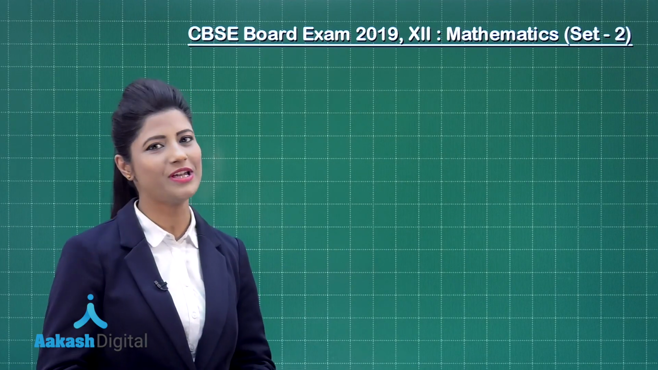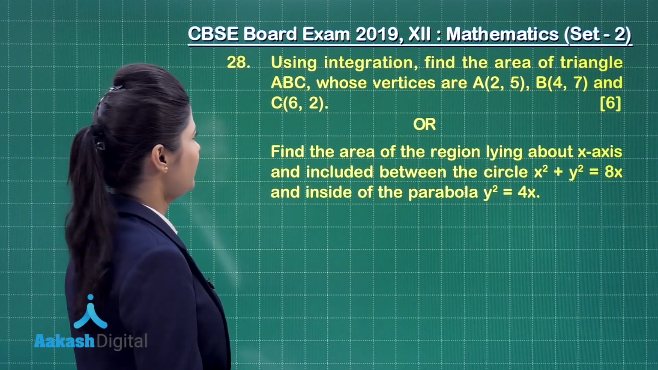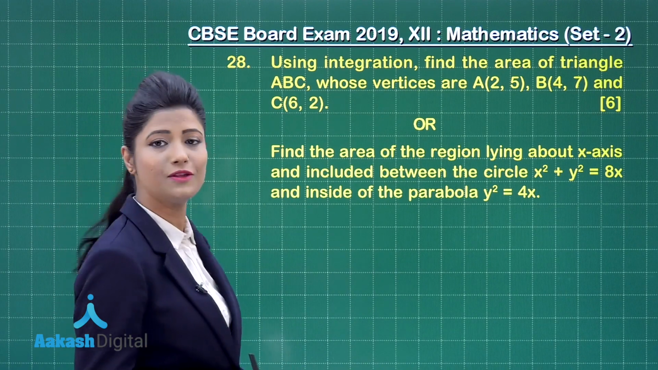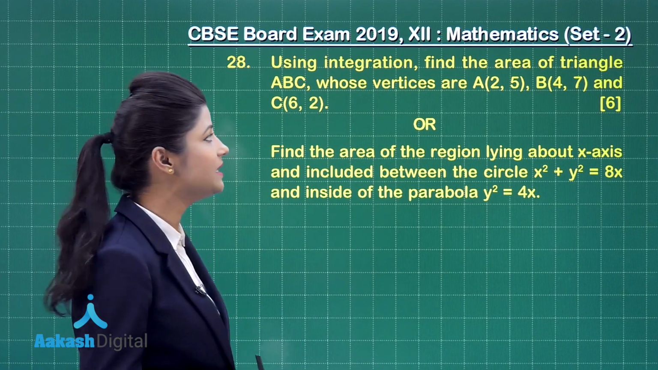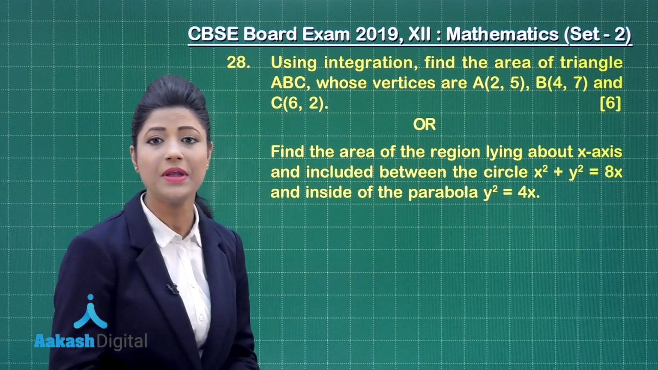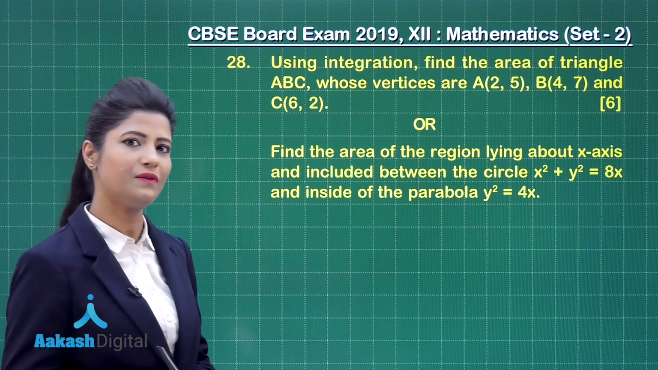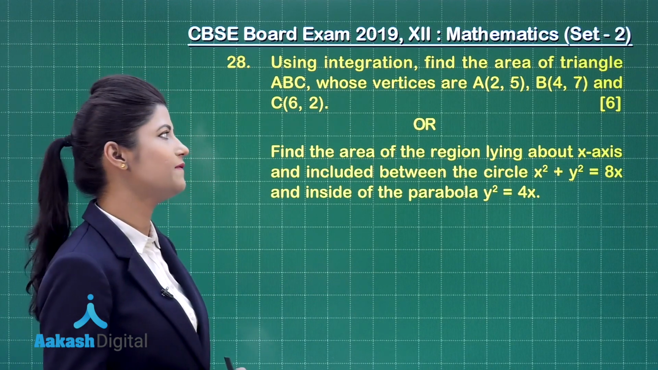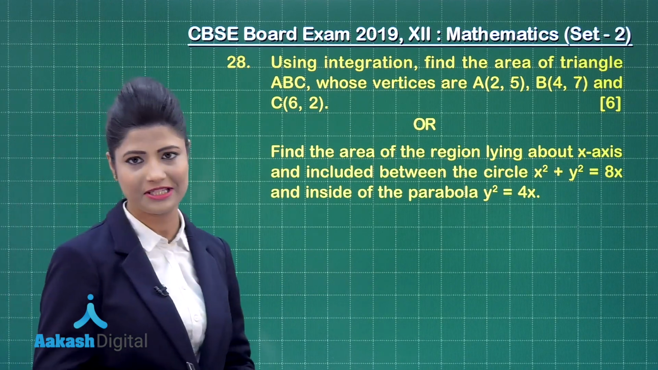Now let's proceed to question number 28. Here, this question has two choices. In the first choice, it has been stated: using integration, find the area of triangle ABC whose vertices are A, B and C, where coordinates of A, B and C are (2, 5), (4, 7), (6, 2) respectively.